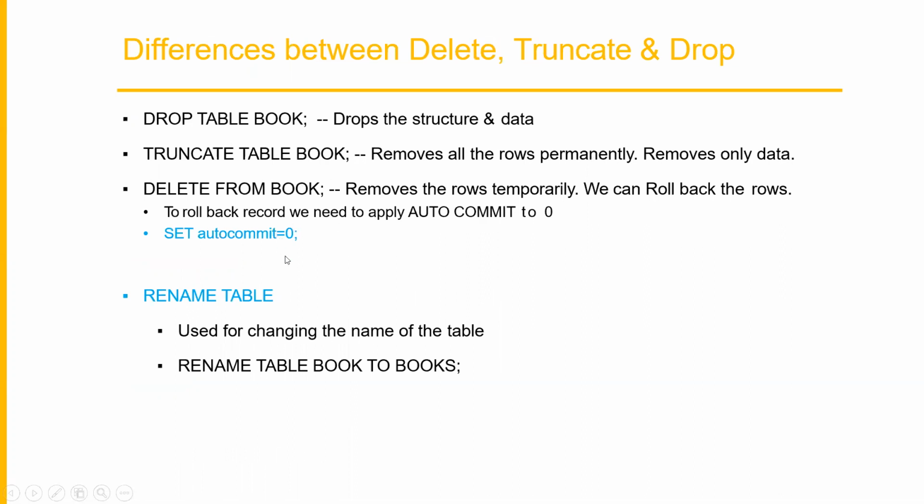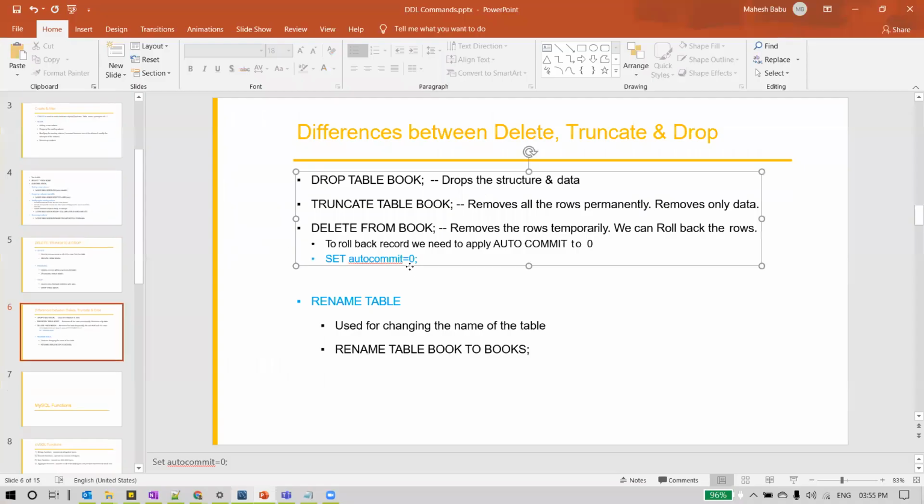We'll see what the difference is. When we say drop table, it drops both structure and data. And when we want to delete only table data, then we can use either truncate or delete. Truncate table name is the syntax, and it removes all the rows permanently. And delete from table name removes the rows only temporarily. What this means is, when we use the delete command, we can roll back the rows. So what is rollback again? Let us understand that now.